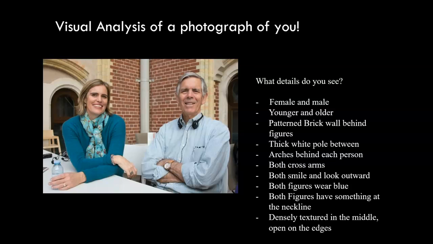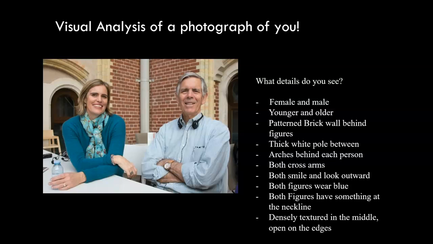One person is younger, one person is older. I notice the patterned brick wall behind the figures. I notice that thick white pole between the figures. I notice these arches on either side of the figures. I notice that both of us have our arms crossed, both smile and look outward. Both figures are wearing tones of blue. Both figures have something at the neckline, and the densely textured aspect of the middle of the work is in contrast to the kind of opening up of the edges on either side.